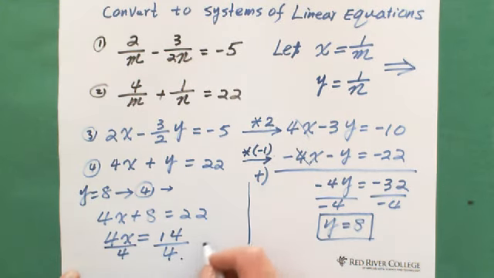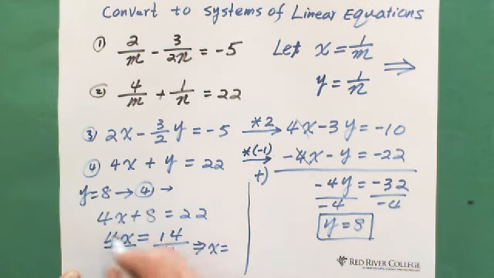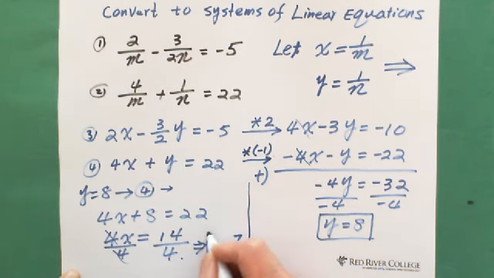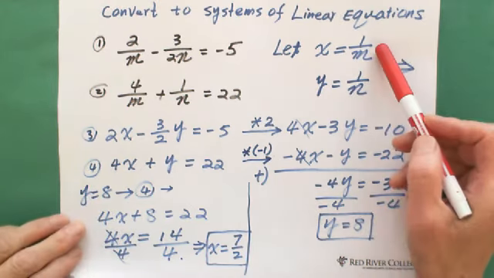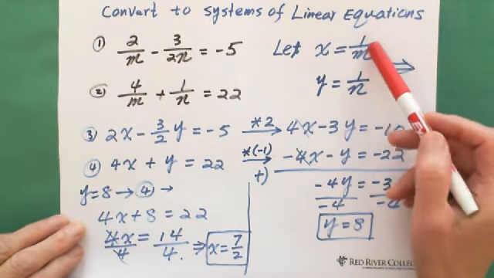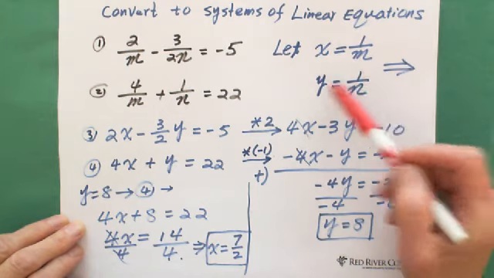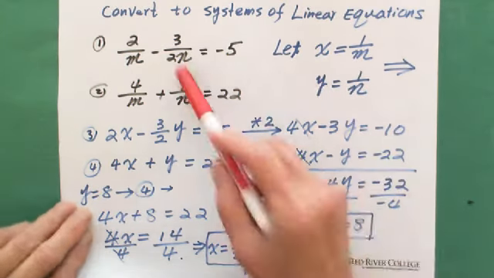So we got x equals 14 over 4, which is 7 over 2, right? 7 over 2. We got x equals 7 over 2, y equals 8. And don't forget that we still need to put the answer back, because we substituted x equals 1 over m, and y equals 1 over n. We're looking for m and n.